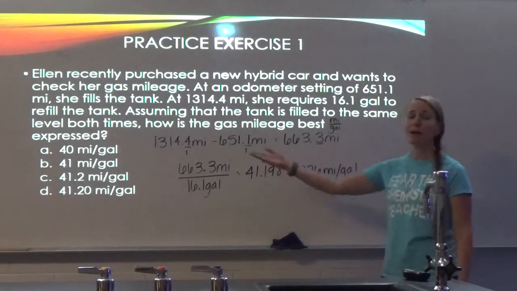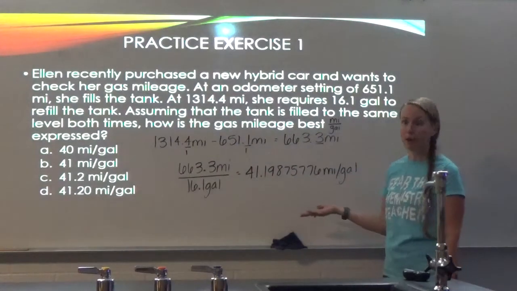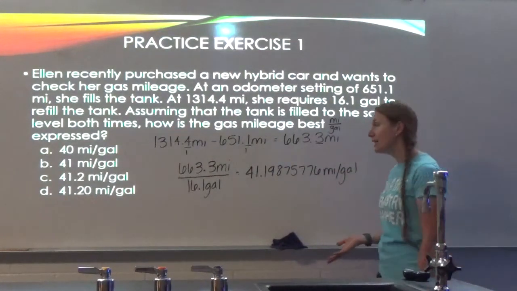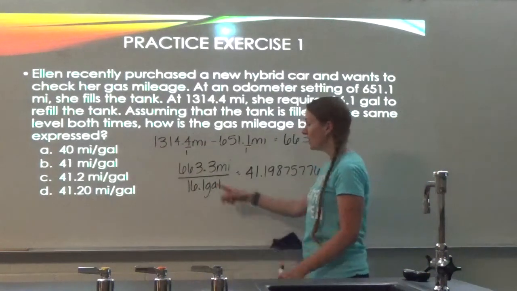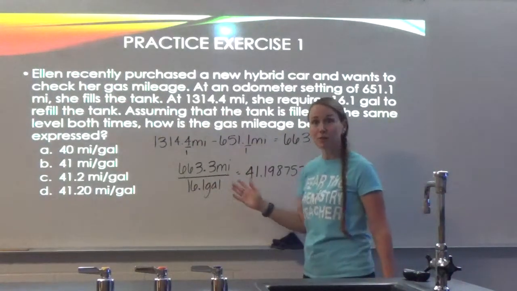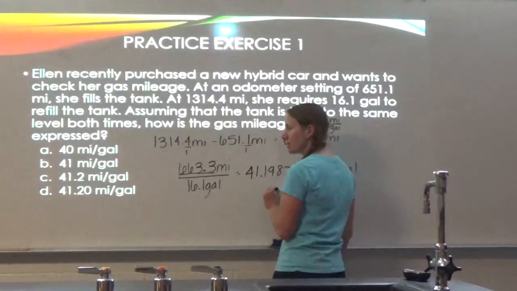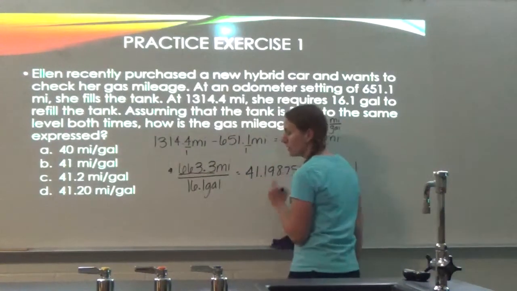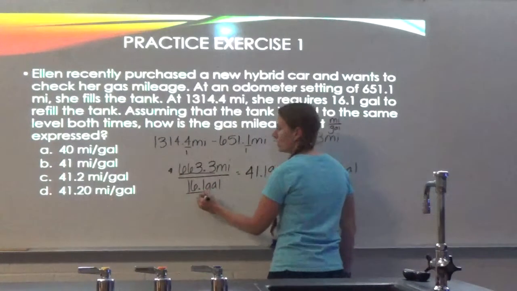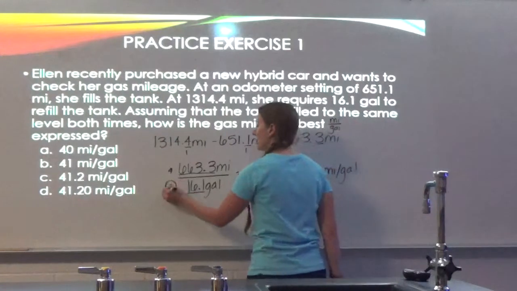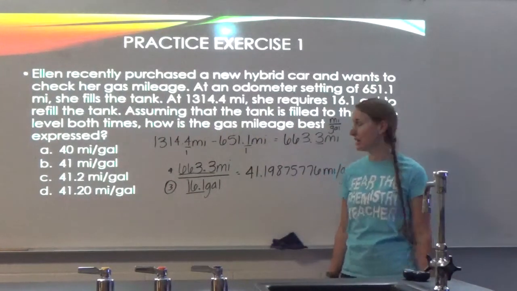Hopefully we can tell by my answer choices that we do need to round this. Now we're dividing. When you divide, you count significant figures. The good thing is it's super easy because there's no zeros. So 6, 6, 3, and 3 are all significant. So this number has 4. 1, 6, and 1 are all significant. So this number has 3. Remember, I want the lowest amount in my answer. So I want 3 in my answer.